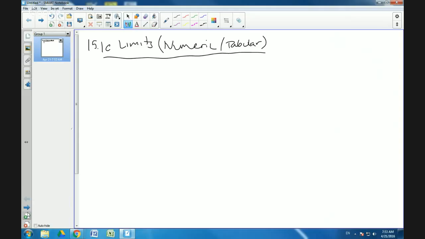So let's just do a couple examples. I think you'll get it and we're good to go. So we're going to look at the limit as x approaches 0 of 1 minus cosine x over, I think it's x squared. We're in calculus now.